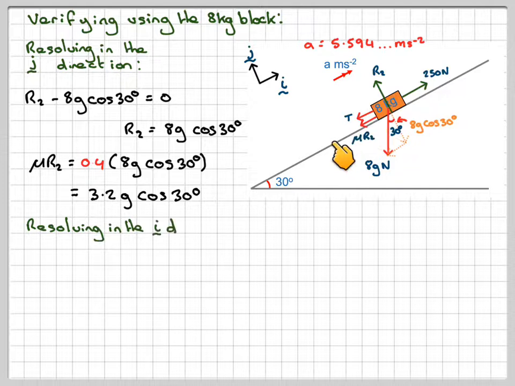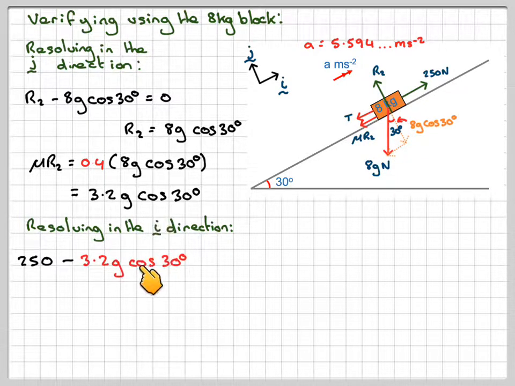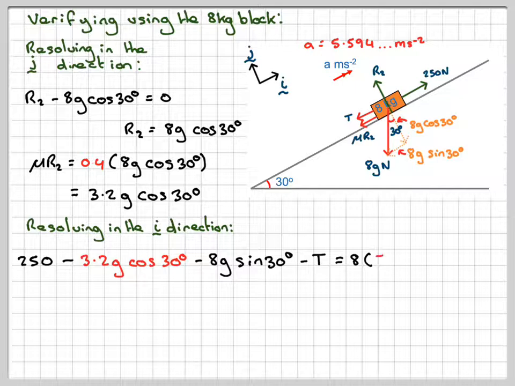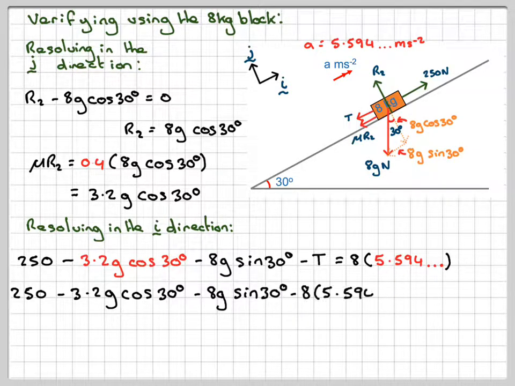Resolving in the i direction now, we have 250 going that way, but going against it we have mu R2, which is 3.2g cos 30, minus this component of the weight, which is 8g sin 30, minus T, is equal to mass times acceleration, so 8 times our acceleration. Now rearranging this is a little bit more difficult, but if we write out this bit first, and then take 8 times 5.594 and take the T over here, that will be equal to T.